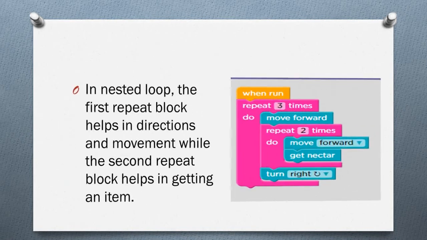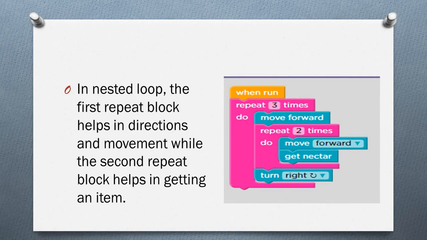Now, when using these multiple repeat blocks, the first repeat block helps us in direction and movement, while the second repeat block helps us in getting an item, just as we can also see. We see repeat 3 times. We have move forward and turn right inside the first repeat block, while the second repeat block, which is repeat 2 times, has move forward and get nectar. So it means that when you move forward 3 times, you turn right, which is the first repeat block, which helps in direction. And moving forward to get nectar is the second repeat block, which helps you to get an item.